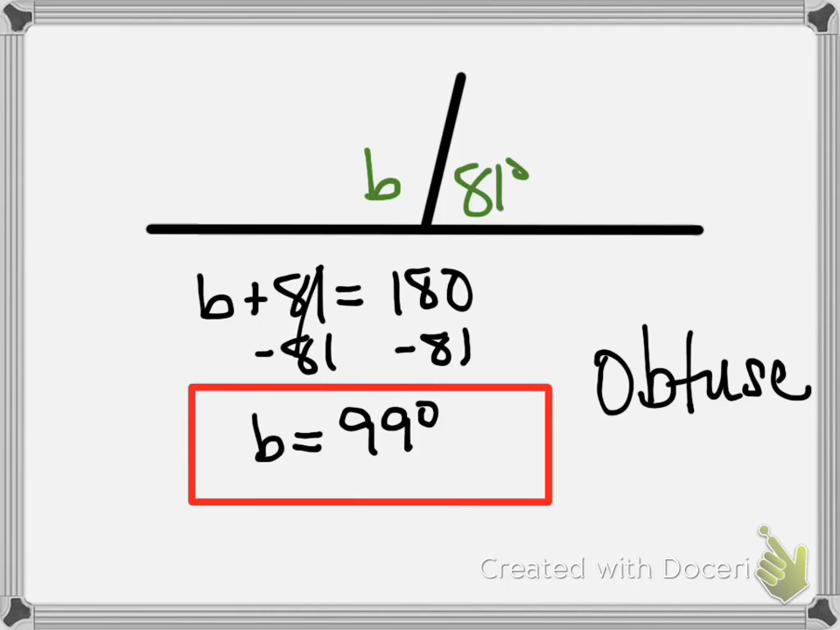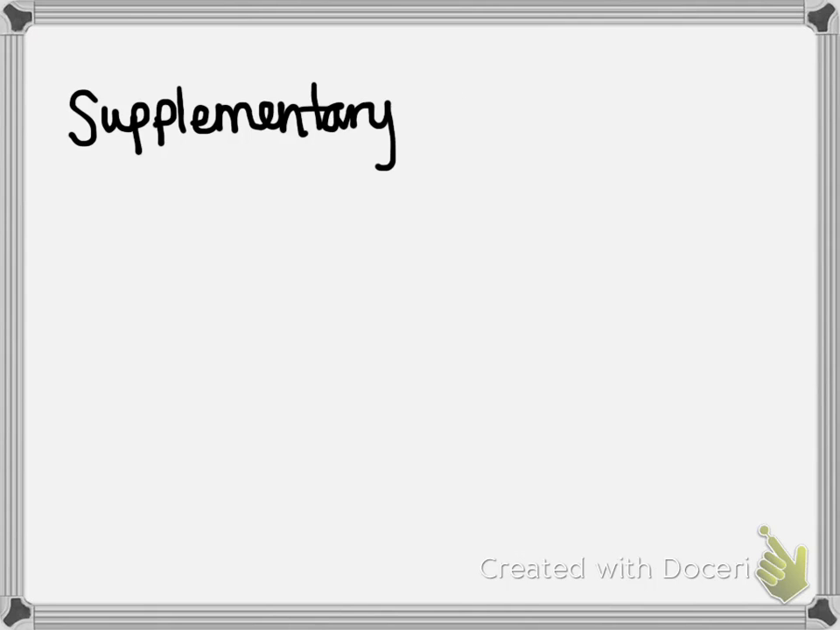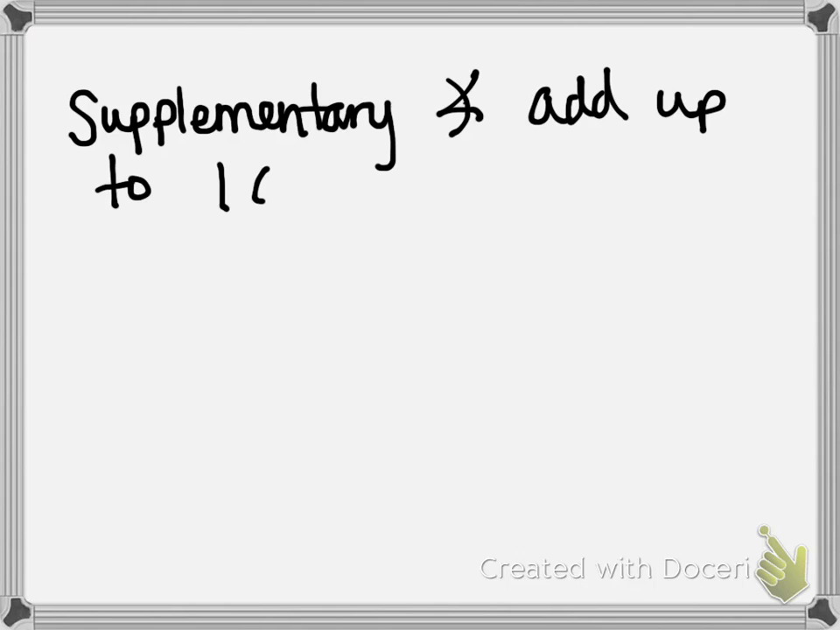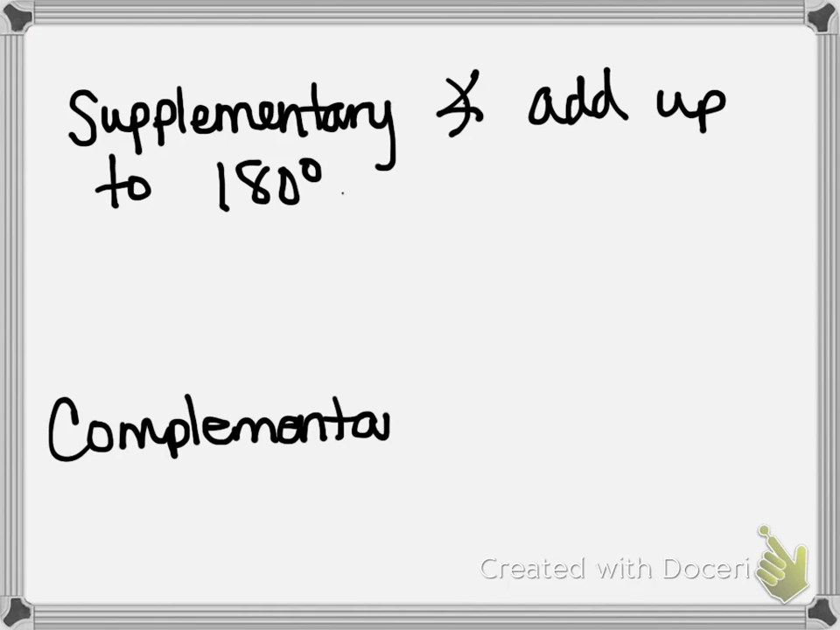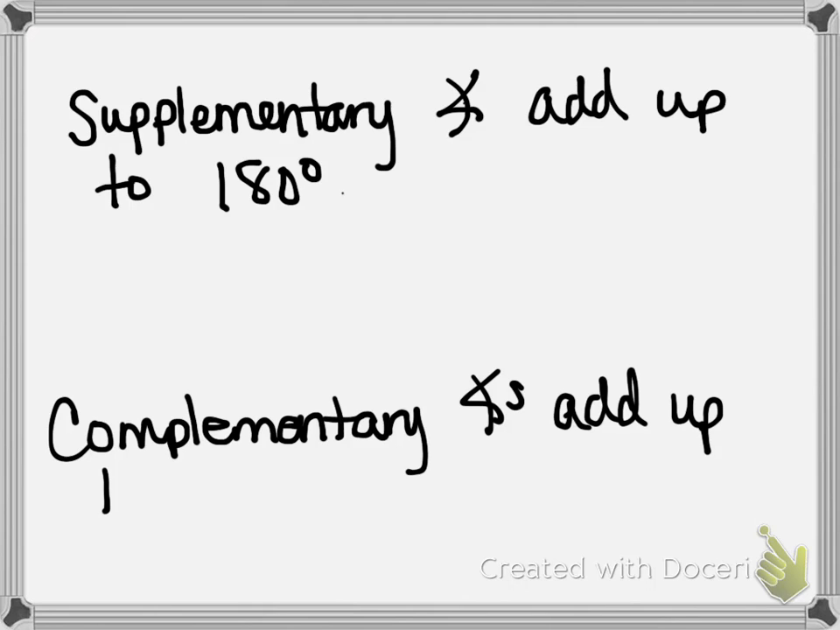But another thing that's not covered on this activity is a couple of definitions that I need you to know because I will use them in word problems. Supplementary angles are angles that total or add up to 180 degrees. Complementary angles are angles that add up to 90 degrees.